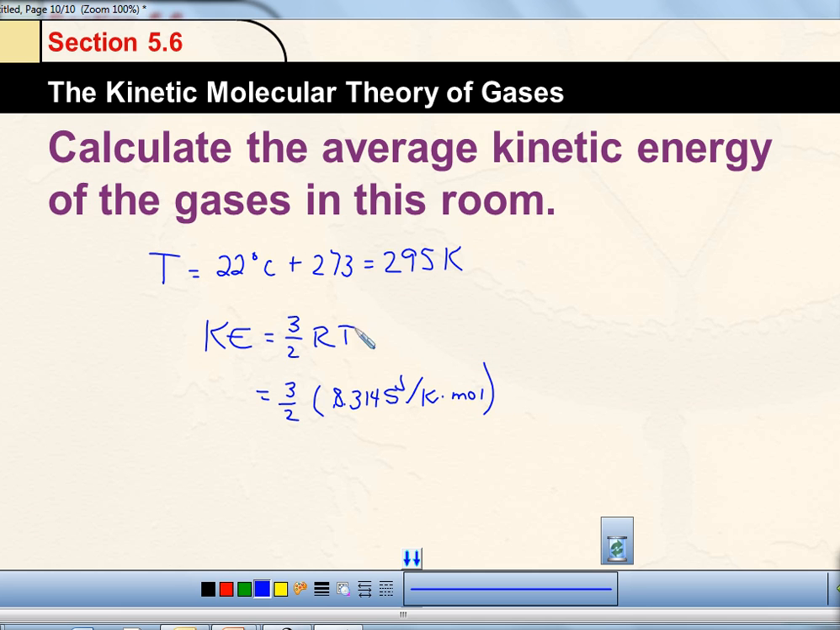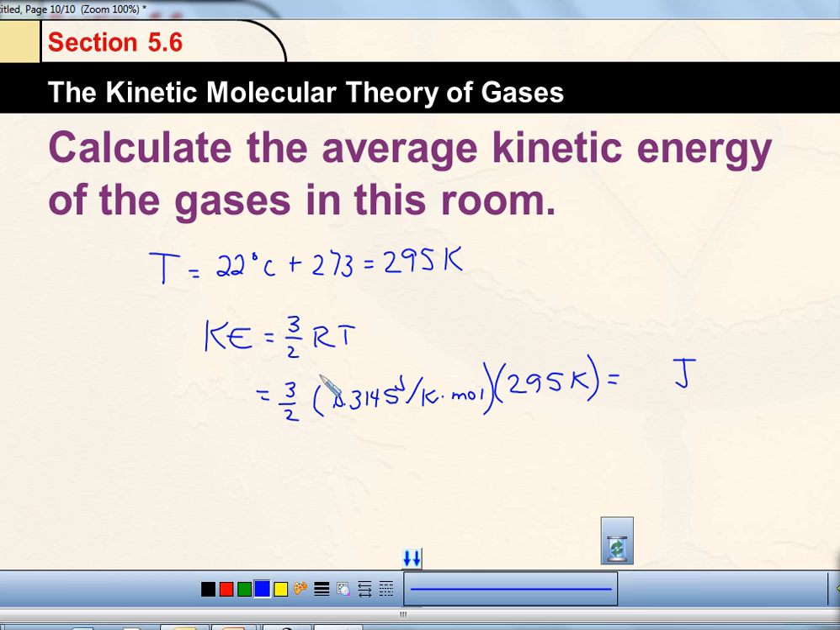The reason I chose this ideal gas constant value versus something like 0.0821 is because the units are going to give me what I want for kinetic energy. Since I want kinetic energy in joules, I want to choose the ideal gas constant that is in joules, and then the temperature is 295 Kelvin. When I calculate this, I will get an answer in joules. You do that at home: 3/2 times R times 295 Kelvin.